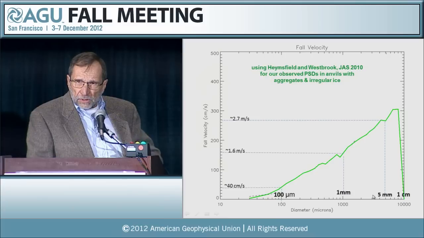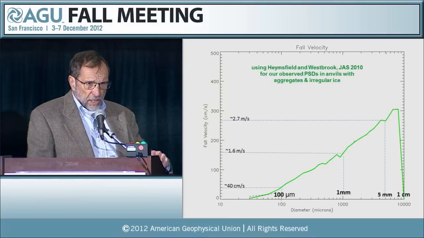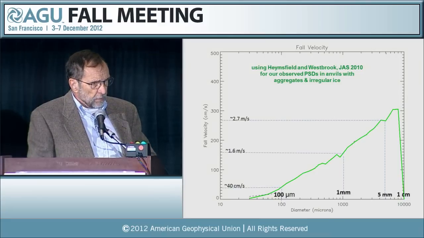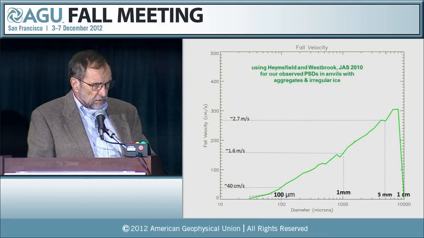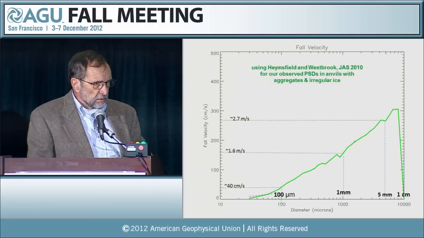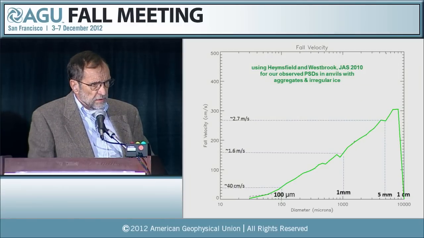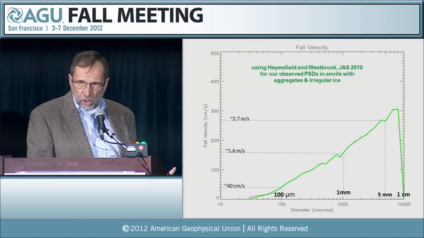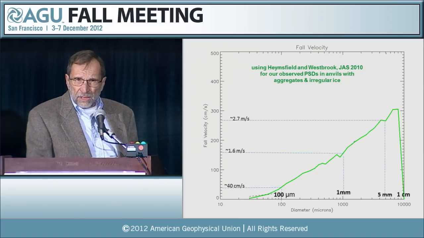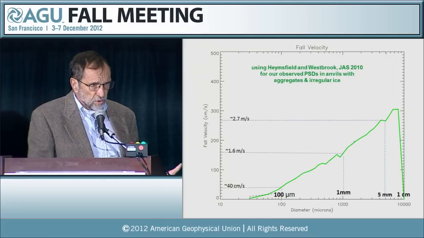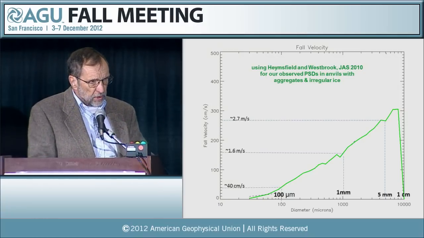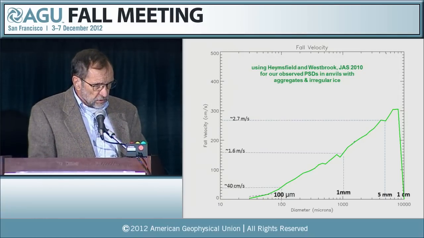In terms of terminal velocity differences, we actually have very little uncertainty, both from laboratory studies as well as studies of natural crystals. The main point here is that the terminal velocity difference between the large aggregates and the smaller 100 micron sized particles is 1.5 to 2 meters per second. So there's appreciable time for vertical separation, sufficient.